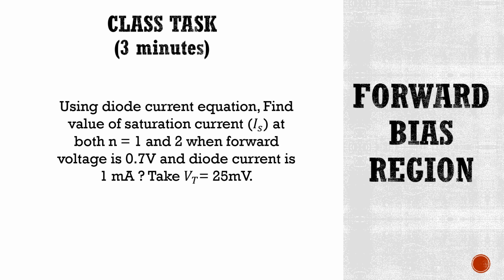Now here is your class task. Using diode current equation, find value of saturation current at both n is equal to 1 and 2 when forward voltage is 0.7 volts and diode current is 1 milliampere. Take thermal voltage 25 millivolts. Okay, take 3 minutes to complete this task.